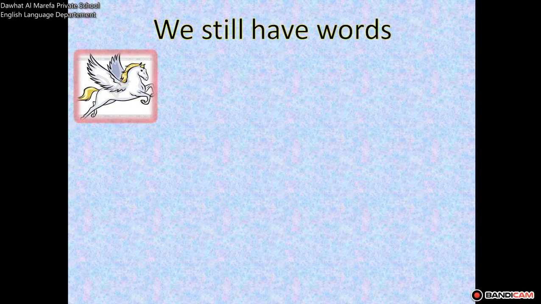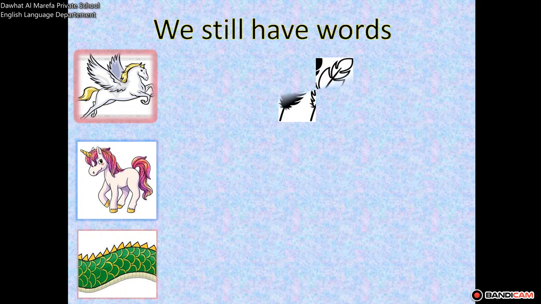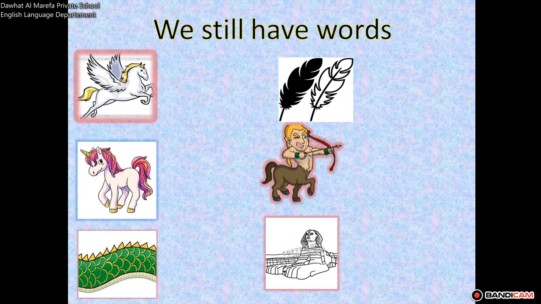The dictation is not yet finished. We still have some other words. Pegasus, unicorn, scales, feathers, centaur, sphinx.